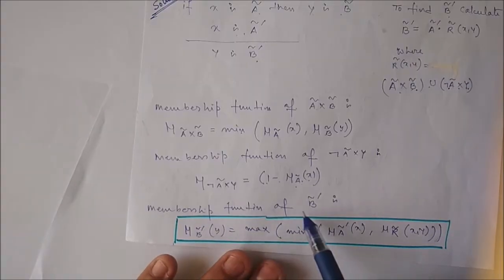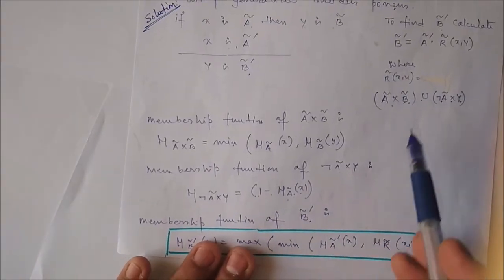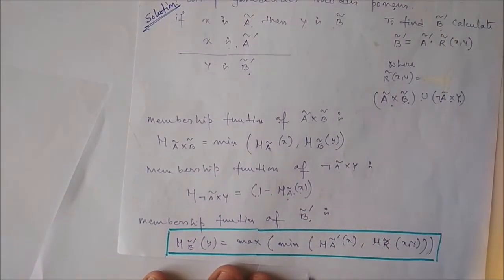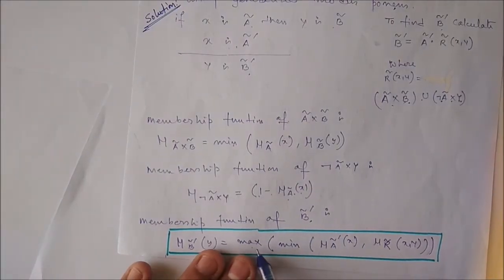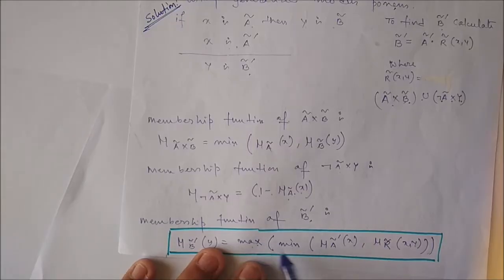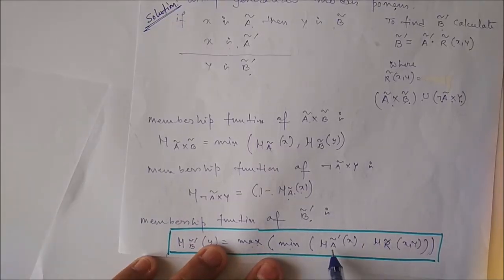So the membership function of B dash, to get this membership value of B dash, we can apply the max-min composition. We have to collect the max of min between mu A dash of x, comma, mu R of x, y.